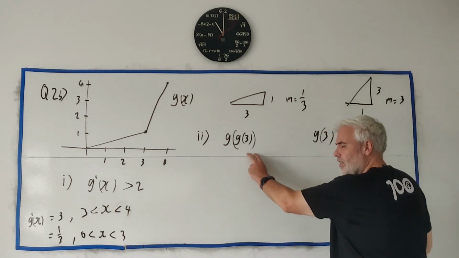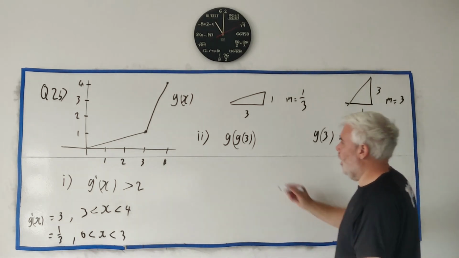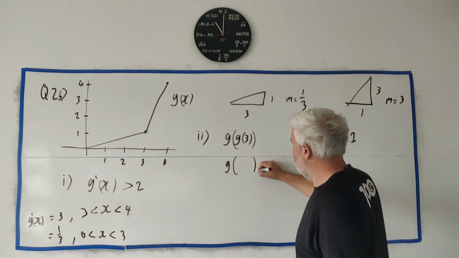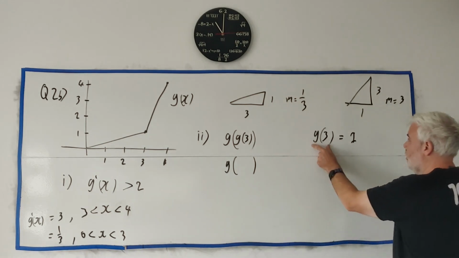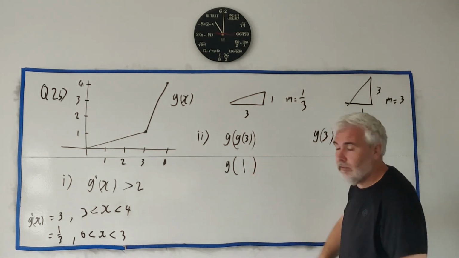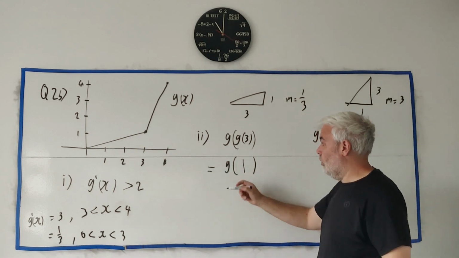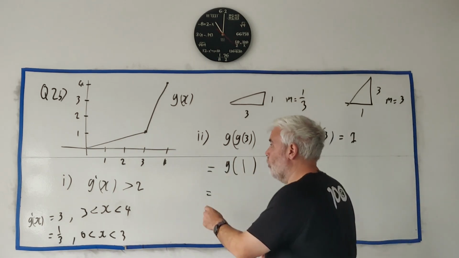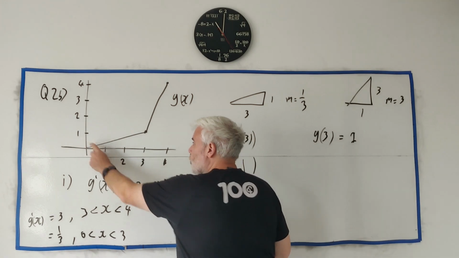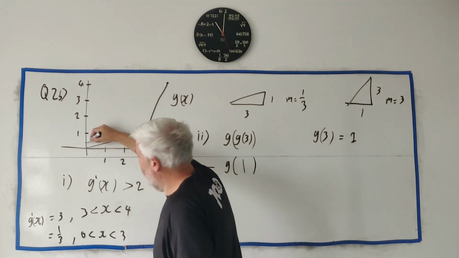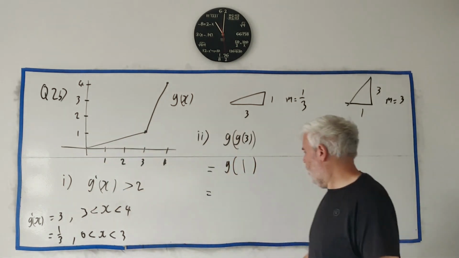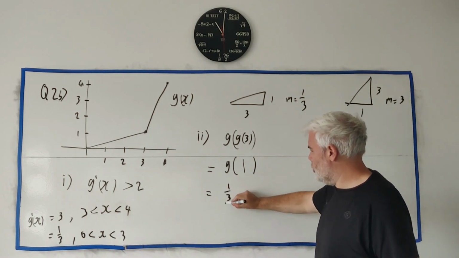So instead of writing this mess, I could just rewrite it as, instead of g of 3, it's equal to 1, I'll write 1 in. So this is the same as this. These are equal. What's g of 1? We go to our graph of 1, and what comes out? What number is here? You can probably guess it's 1/3.